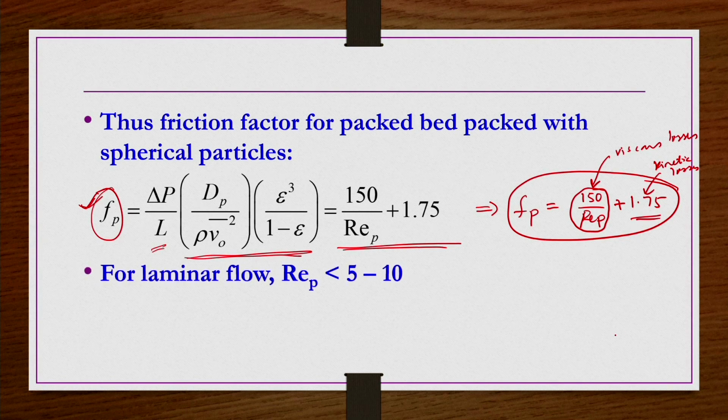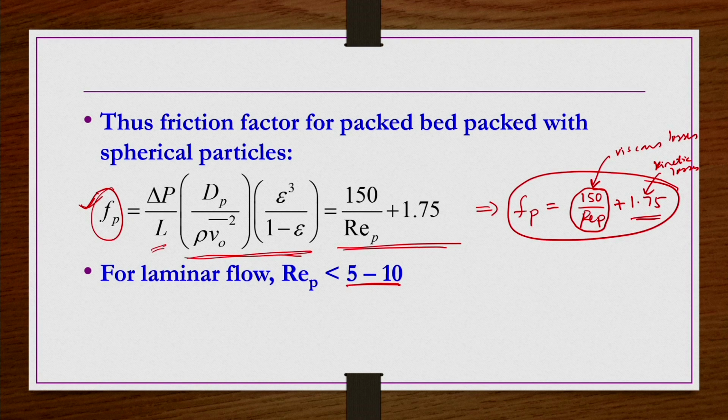So, for laminar flow, Rep should be less than 5 to 10. In general, basically it should be less than 1 by default, but people have found by several experimental studies that it can be extended even up to 5 to 10.